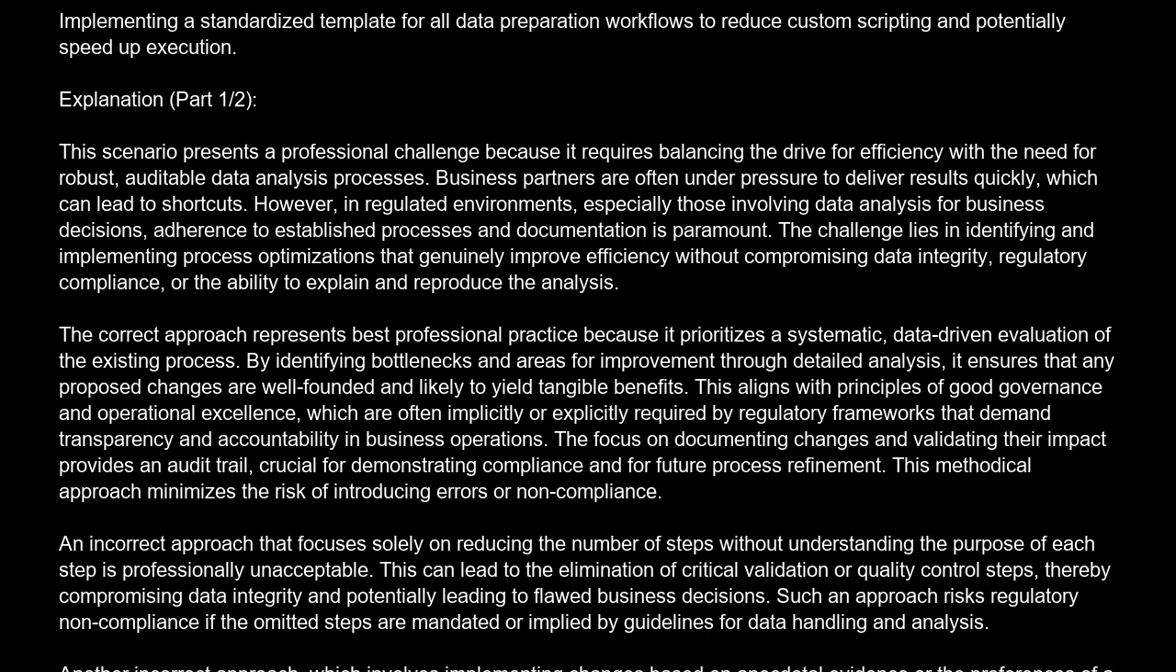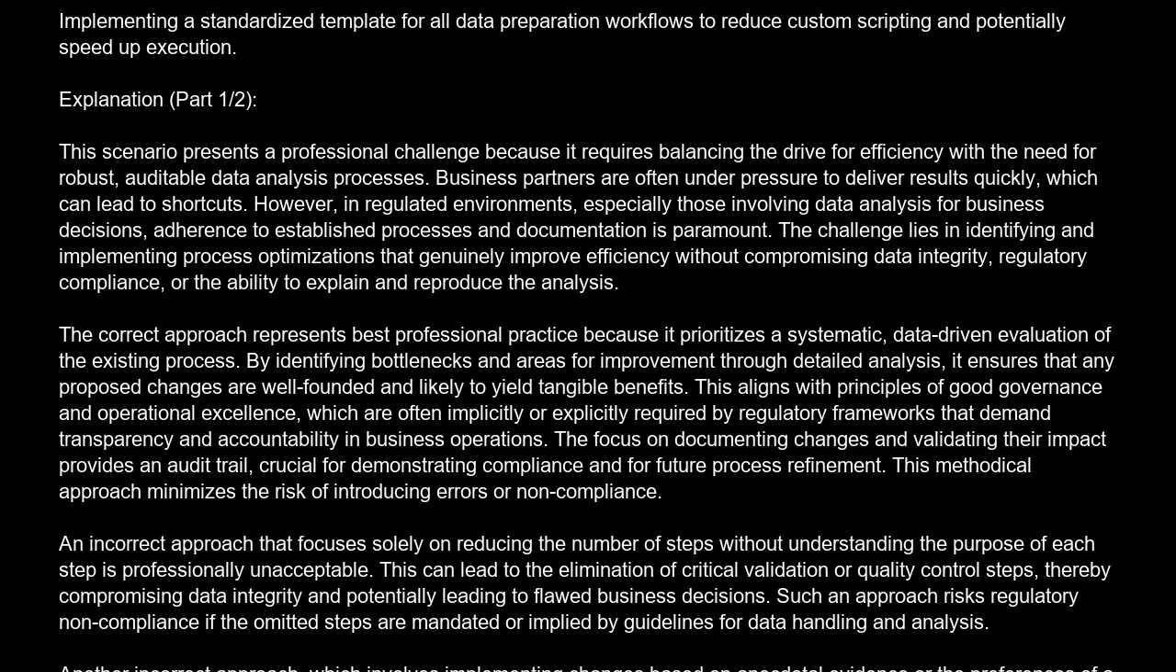Explanation. This scenario presents a professional challenge because it requires balancing the drive for efficiency with the need for robust, auditable data analysis processes. Business partners are often under pressure to deliver results quickly, which can lead to shortcuts. However, in regulated environments, especially those involving data analysis for business decisions, adherence to established processes and documentation is paramount. The challenge lies in identifying and implementing process optimizations that genuinely improve efficiency without compromising data integrity, regulatory compliance, or the ability to explain and reproduce the analysis.